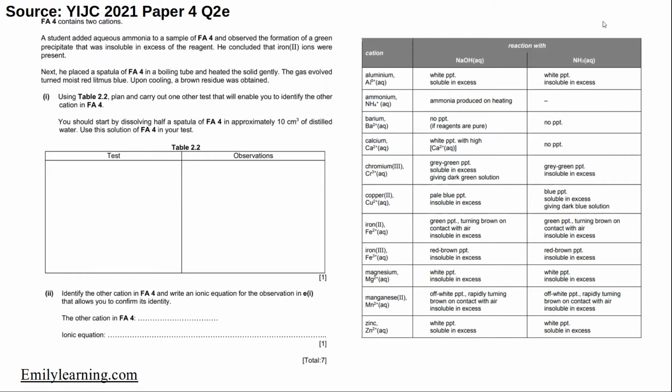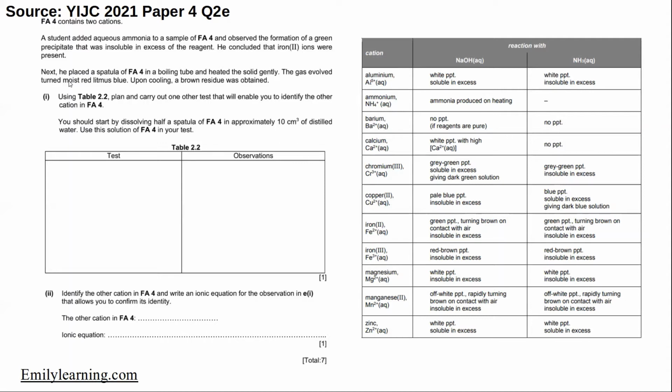So we know that when the student added aqueous ammonia to the sample of FA4, we look at aqueous ammonia and see a green precipitate insoluble in excess of the reagent. The one that has a green precipitate insoluble in excess would be iron 2. So he concluded that iron 2 was present, which is what the QA notes show us as well. So one of the cations present in FA4 is Fe2+, and we are left with another cation to determine.